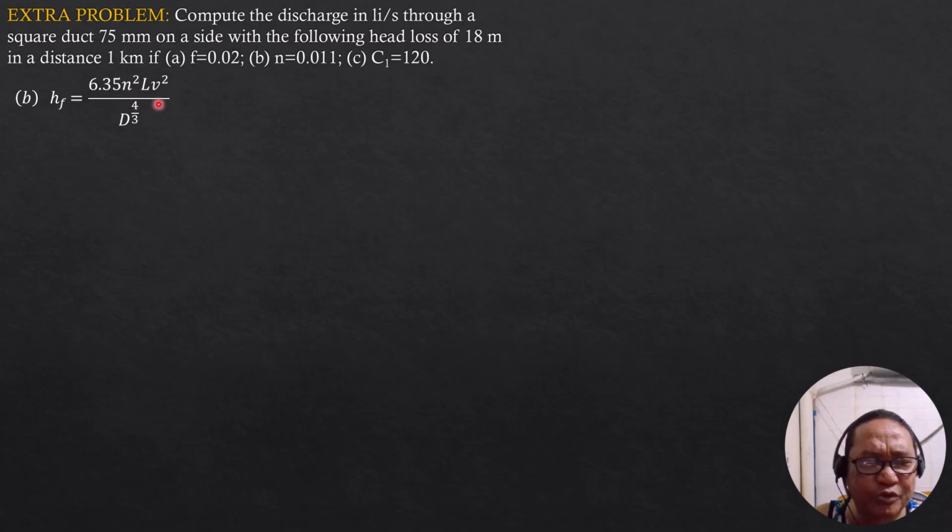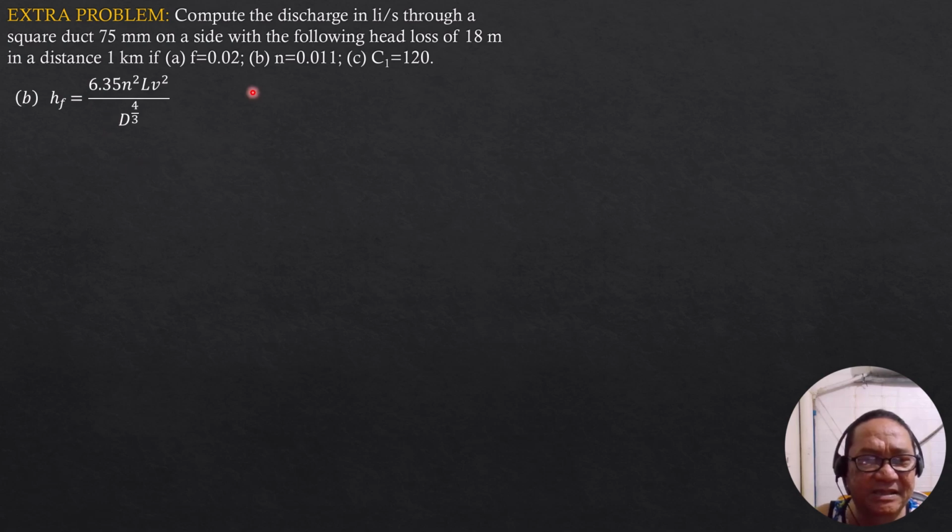So again, you can also use velocity first. Velocity equals 1 over n times hydraulic radius raised to 2/3 times slope to the 1/2. Then multiply that by the area 0.075 squared to compute the discharge. In this case, we have 6.35 n squared. Let's solve for v from this formula.